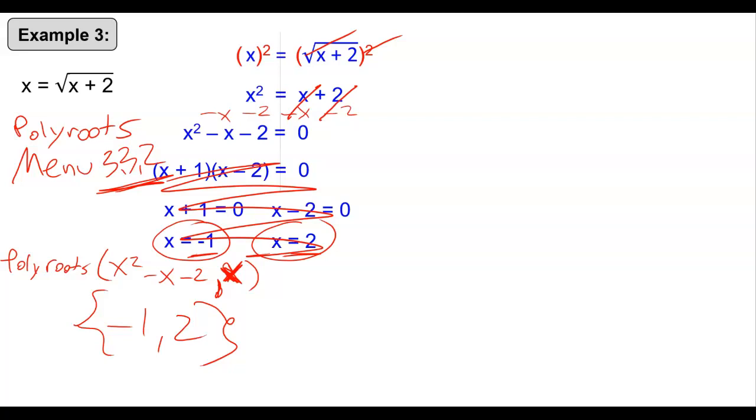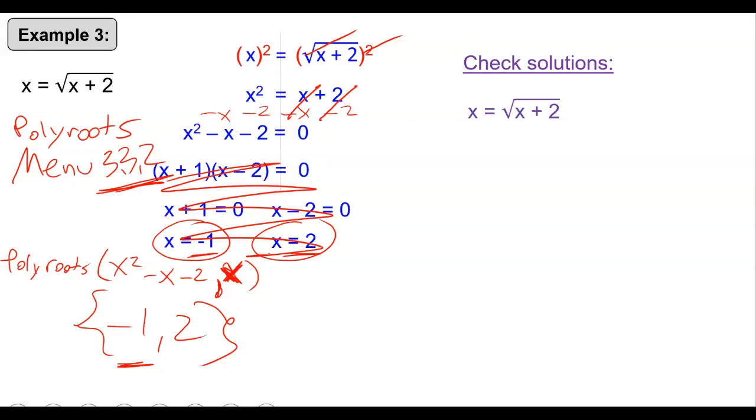Okay, now, here's the deal. If that wasn't enough, we have to check for extraneous solutions. Okay? Now check it out. Here's how you do it. You're going to take that -1. You're going to plug it into the original equation and see if it works.